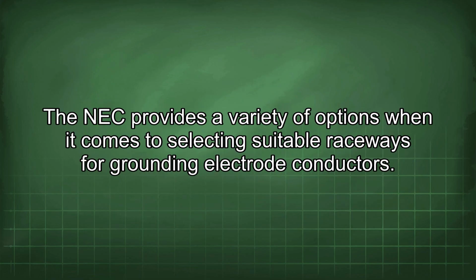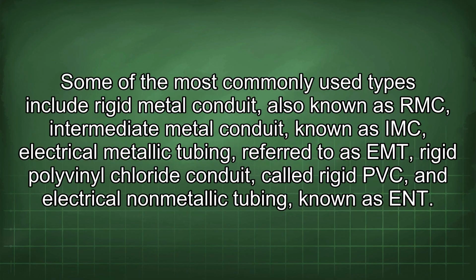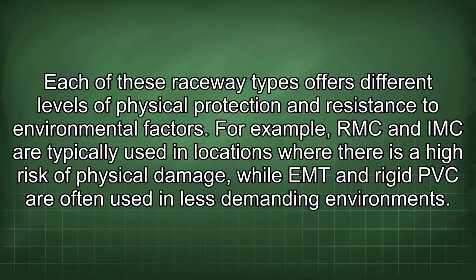The NEC provides a variety of options when it comes to selecting suitable raceways for grounding electrode conductors. Some of the most commonly used types include rigid metal conduit, also known as RMC, intermediate metal conduit, known as IMC, electrical metallic tubing, referred to as EMT, rigid polyvinyl chloride conduit called rigid PVC, and electrical non-metallic tubing, known as ENT. Each of these raceway types offers different levels of physical protection and resistance to environmental factors. For example, RMC and IMC are typically used in locations where there is a high risk of physical damage, while EMT and rigid PVC are often used in less demanding environments.